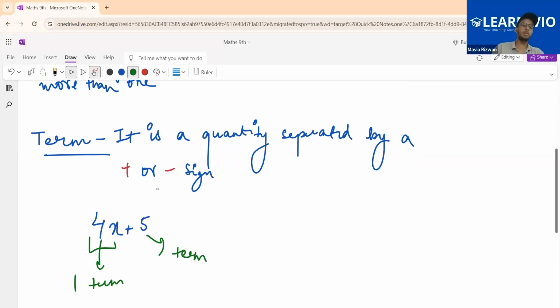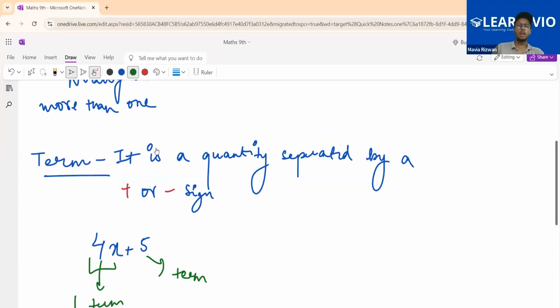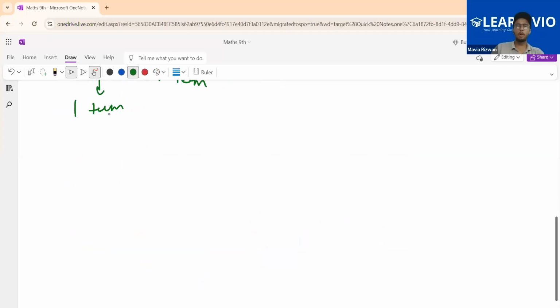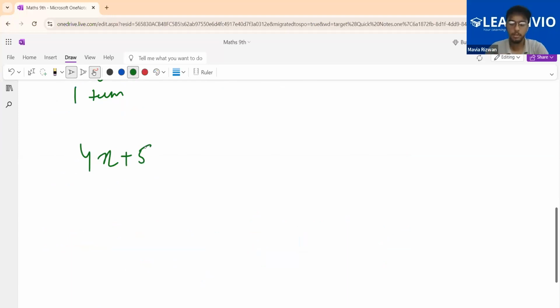Okay. Now, see, this is a polynomial. I write 4x plus 5 only. Do you know what it is called? How many terms are there? Two terms. Yes, two terms.